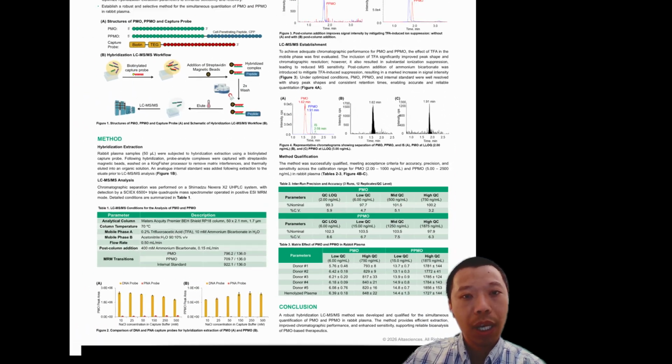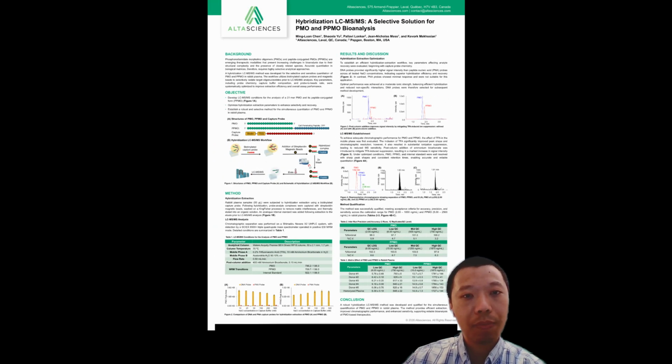In conclusion, a hybridization LC-MS/MS method was successfully developed and qualified for the quantitation of PMO and PPMO in rabbit plasma. The method provides enhanced selectivity through targeted extraction, along with improved chromatographic performance and sensitivity. This approach is well suited to support the bioanalysis of PMO-based therapeutics and other complex oligonucleotide approaches.